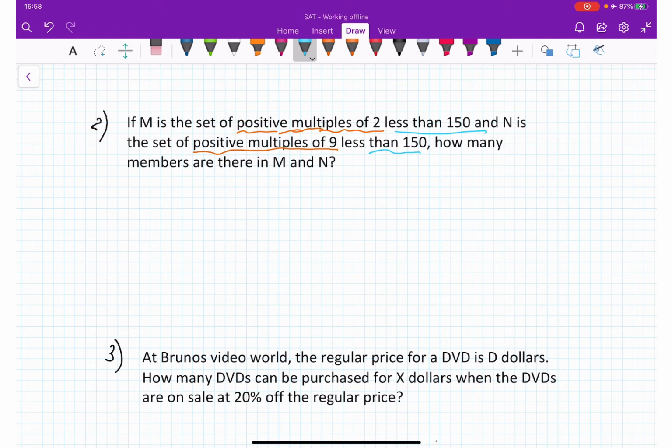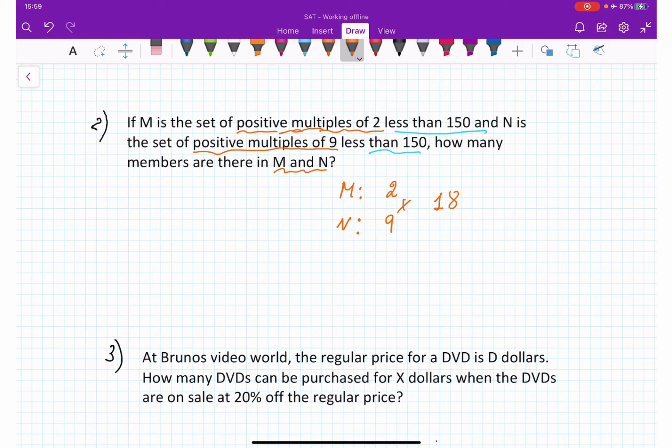Let's find out. So what do we have? M is a set of positive multiples of 2. N is a set of positive multiples of 9. Because we need to find how many members are there in M and N, meaning how many elements can be multiples of both 2 and 9, we need to find the common multiple for 2 and 9. It's going to be multiplication, and the common multiple will be 18. All right? Now let's find all numbers less than 150 that are divisible by 18.